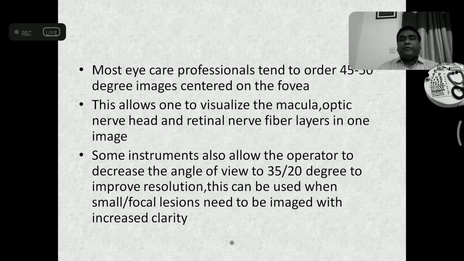Most eye care professionals tend to order a 45 to 50 degree image centered on the fovea. This allows one to visualize the macula, optic nerve head, and retinal nerve fiber layers in one image. Some instruments also allow the operator to decrease the angle of view to 35 or 20 degrees to improve resolution. This can be used when small or focal lesions need to be imaged with increased clarity.